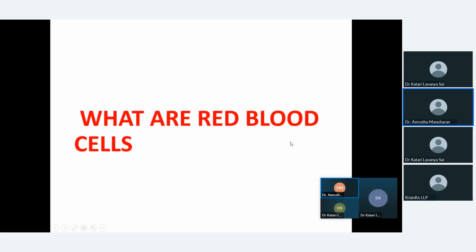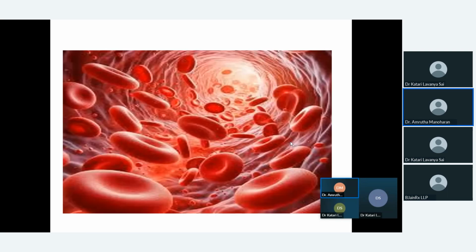So, what are red blood cells? We all know that this is one of the important components of our blood. Next slide. We can see the picture from here. We can understand the red blood cells, the color, the size, the shape, and what are the main functions that we are going to say.